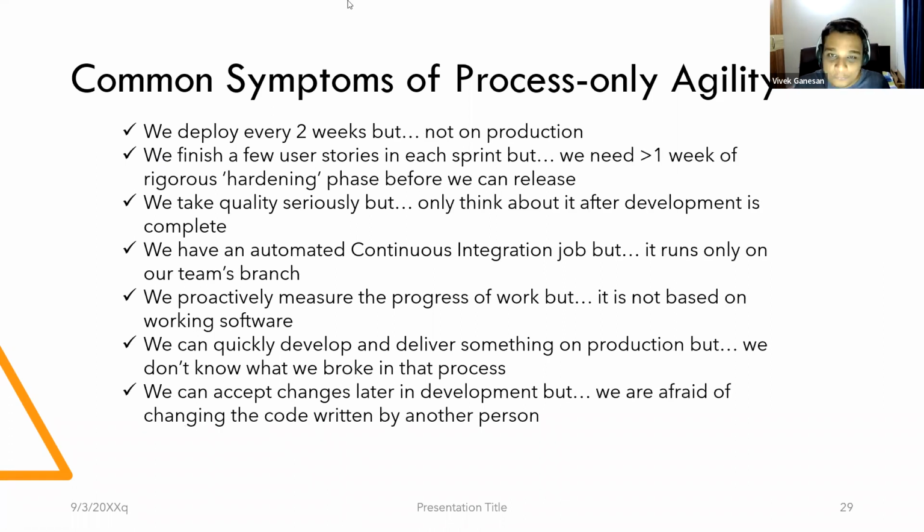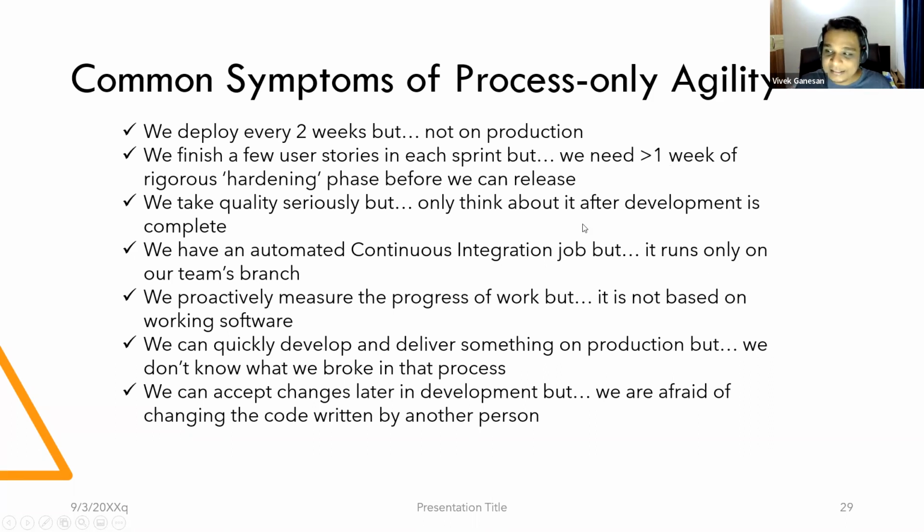We deploy every 2 weeks, but not on production. We finish a few user stories in each sprint, but we need some hardening phase before we can release, because we are not confident of releasing it, right? We take quality seriously, but only think about it after development is complete. Like that, for every good thing you do, it comes with a but, right? If the product owner gives you something, you do this thing, and then but. So there are ifs and buts to this process when we do process-only agility.